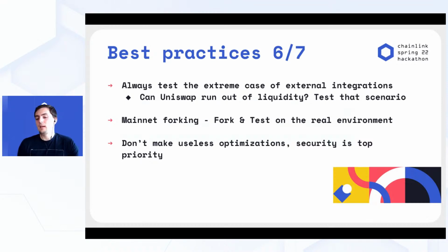We're almost done. Yeah, another one. Always test the extreme cases of external integrations. So if you're using Uniswap to perform some swaps inside your great DeFi project, is it possible that Uniswap runs out of liquidity for some tokens? Yes, it's possible. So what's going to happen to your contract in that case? Do you actually have some implementation? Do you have some guards for that? Test that scenario. So basically, as I said, 80% of your time will go to testing. And testing of these extreme edge cases will be part of that.